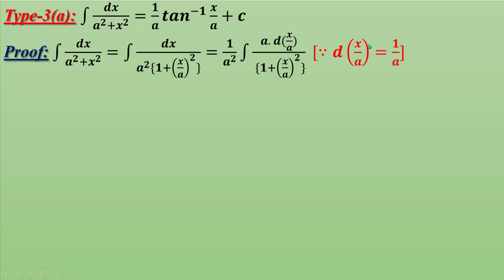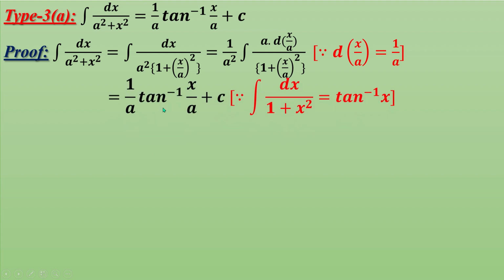Clear? That means this equals 1 by a, and here will be only dx, and the numerator will be the same. As a result, we can write here, with the a cancelled, 1 by a, and we know the integration of dx by 1 plus x square equals tan inverse x, where x means x by a. Okay, this formula is used here.